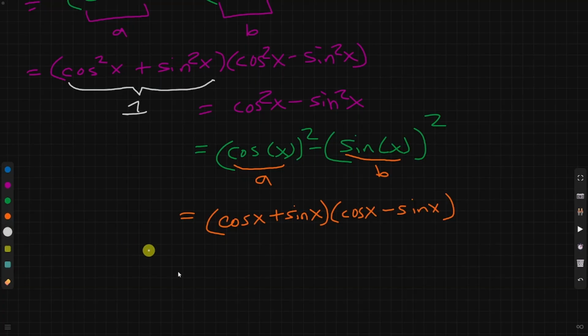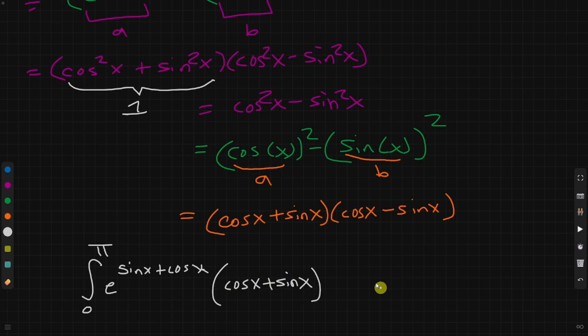Let's rewrite the entire integral. We have the definite integral from 0 to pi of e to the sine x plus cosine x, multiplied by cosine x plus sine x times cosine x minus sine x dx.